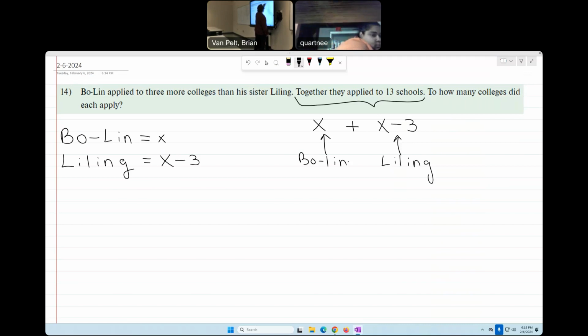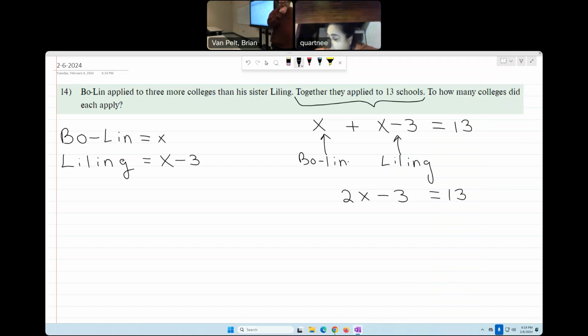How many schools total? 13. It was not necessary to put the X minus 3 in parentheses, although it would be wrong. Now from this, solve the equation. What would you do next? Add 3 to each side. I would do something before that. Oh, 2X? Right, I would combine my like terms. Remember, the very first stage of solving an equation is to simplify each side. So I'll simplify each side. I get 2x minus 3 equals 13.